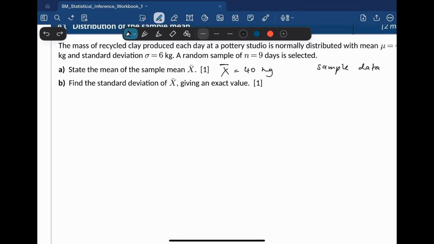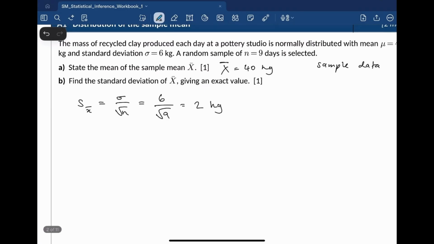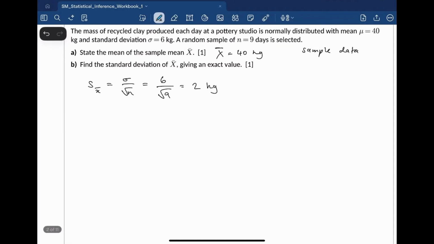So remember, x bar is the distribution of the sample means. So if you want to find its standard deviation, it will just be sigma divided by root n. So it'll be 6 divided by root of 9. So that would just be 6 divided by 3. It'll be just 2 kilograms. So that's what our distribution looks like.